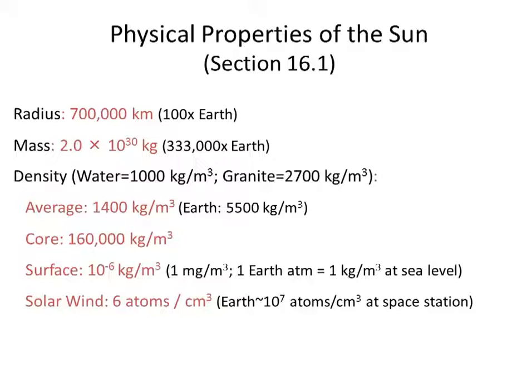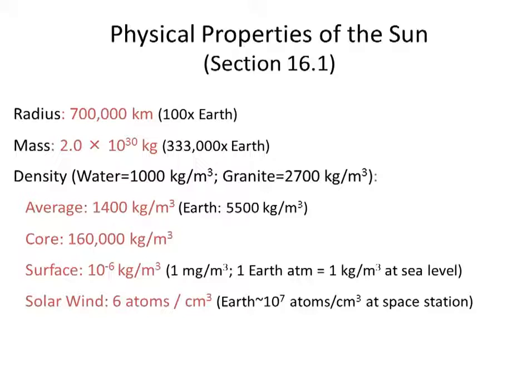The mass of the Sun is 2 times 10 to the 30th kilograms. That's a number so big I'm not even sure what the exact name of it is. It's something like an octillion or nonillion or some number that is so big it doesn't make any sense to me anyway. But that mass makes it 333,000 times that of the Earth.